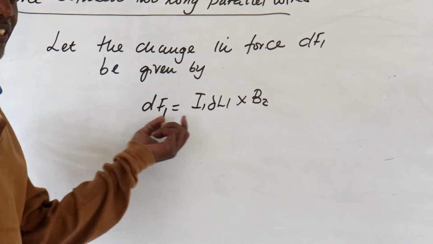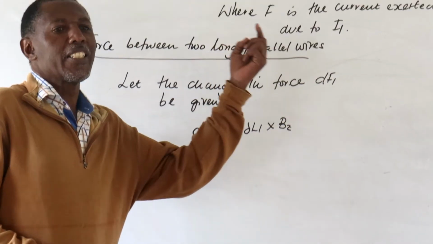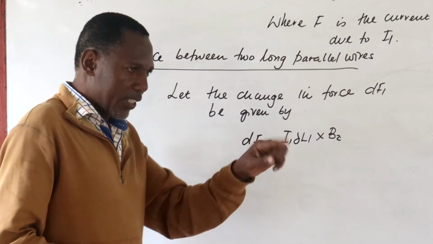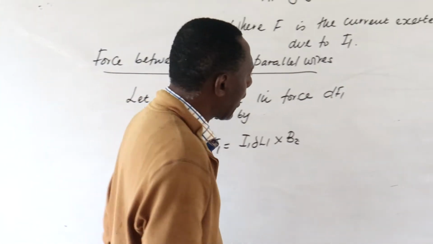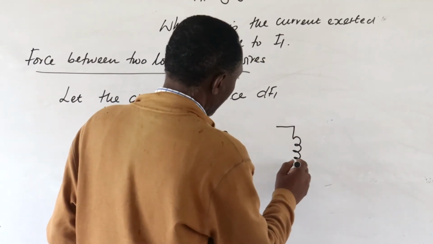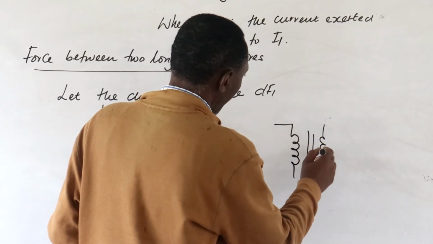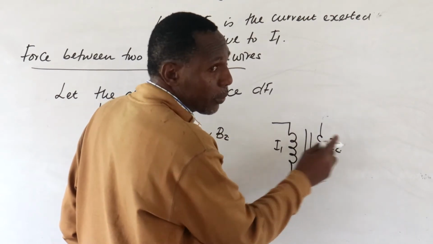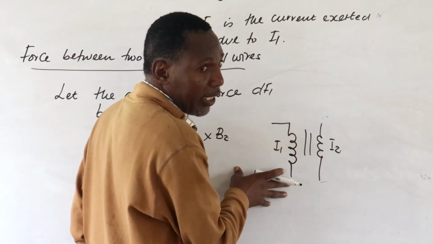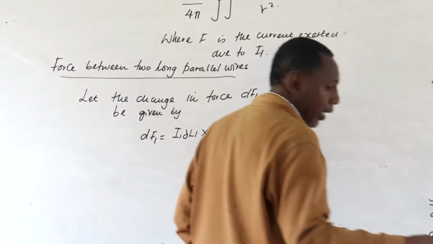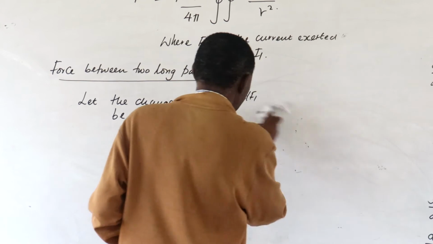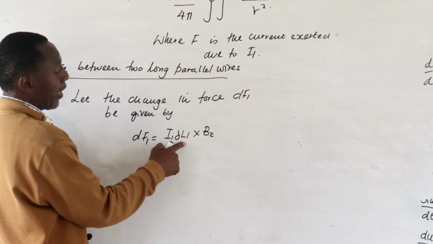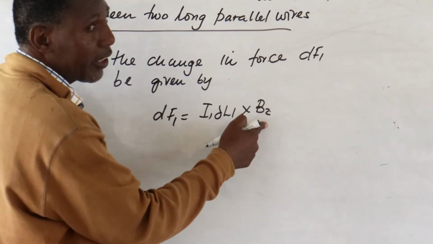When the force is exerting a current, there will be a current induced in the next coil. These are like the two windings of a transformer. You expect that if this current is here, it will reach here as I2, and I2 will be the induced current. So dF1 is given by I dL1 times B2.